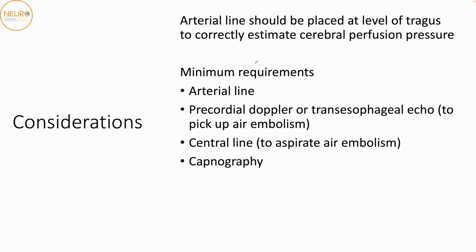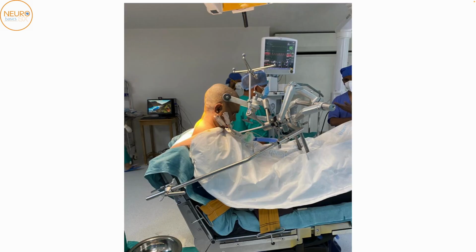So there are a few minimum requirements when it comes to positioning the patient in a sitting position. The arterial line which has been placed should be zeroed at the level of the tragus to make sure that you're correctly estimating cerebral perfusion pressure. So for all patients we require an arterial line. We require a precordial Doppler or a transesophageal echo to make sure we are able to immediately pick up air embolisms. If an air embolism does occur, we want a central line to make sure that we're able to aspirate it, and we want ETCO2 or capnography to again pick up air embolisms.